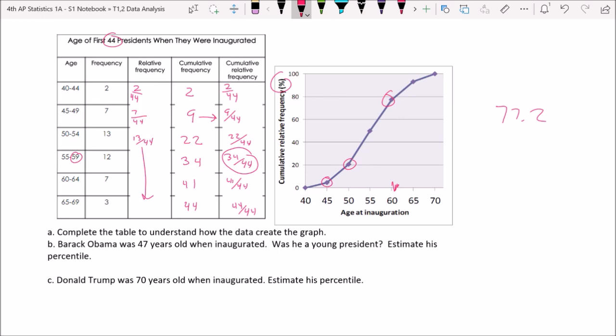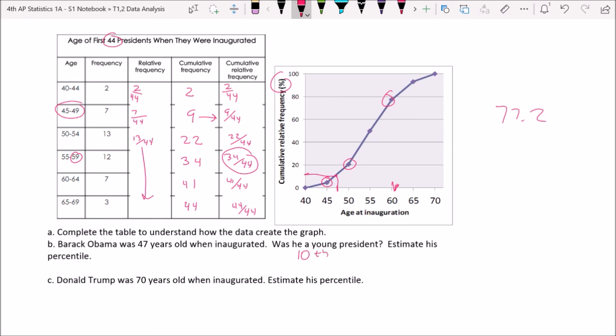Now, let's answer a few questions below. Barack Obama was 47 years old when he was inaugurated. Can we say that he was a young president? And let's estimate his percentile. Well, 47 years of age would make him fall into here. It's a little bit tricky to estimate his percentile, although what we could do is go on this graph. This is our best guess. We don't know exactly, but it's a good guess. All right, he's 47. 47's about here, so let's go up. Let's go over, and I'm going to guess he's about 10th percentile on age.